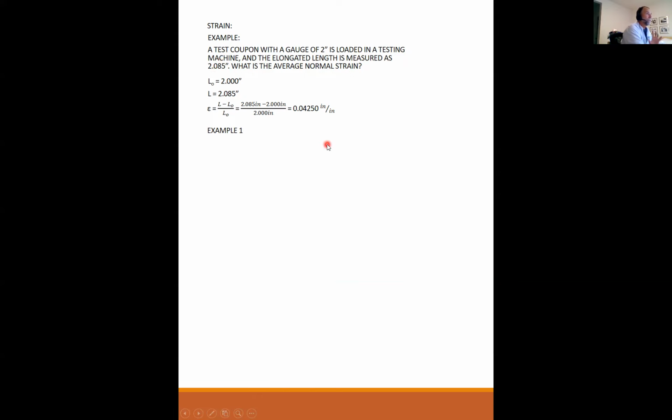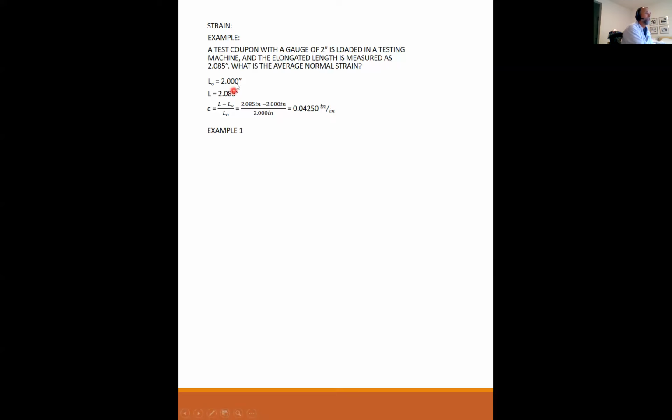I was just going to hit on that. The original gauge was 2 inches, so this makes it really simple to look at. For every inch of material that's being stretched, it's going to elongate 0.0425 inches. That's why you stretched it 0.0425 inches per every inch of material.